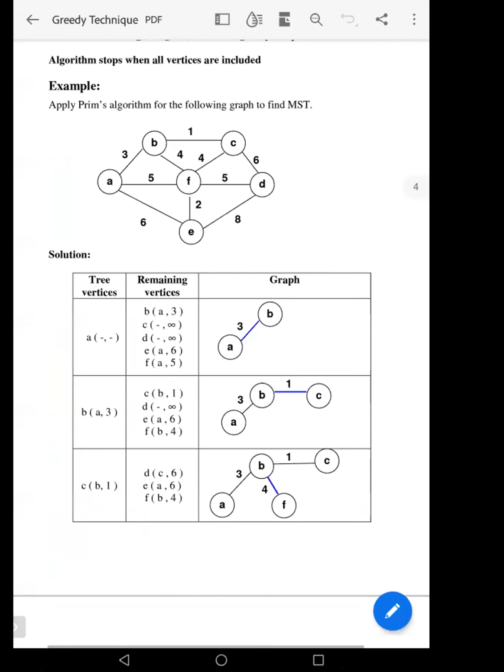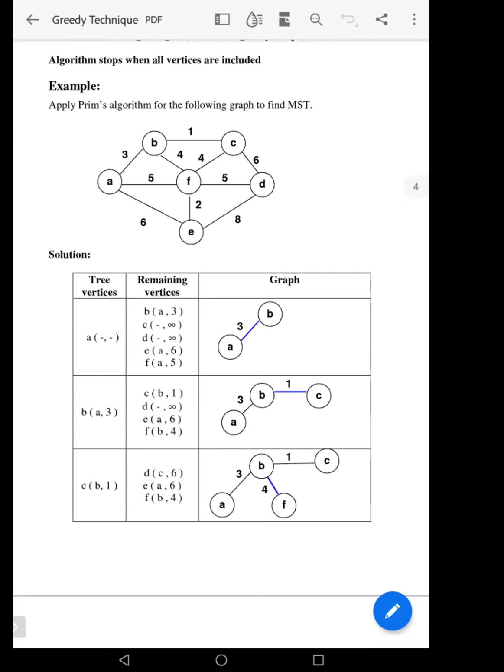So here in Prim's algorithm, because the tree should contain all the vertices, we can start from any vertex. Suppose we start with vertex A. So the remaining vertices are B, C, D, E, F. Now the vertices adjacent to vertex A are B, F, and E. Adjacent means it is directly connected with vertex A. So B is directly connected with A, F is directly connected with A, E is also directly connected with A.